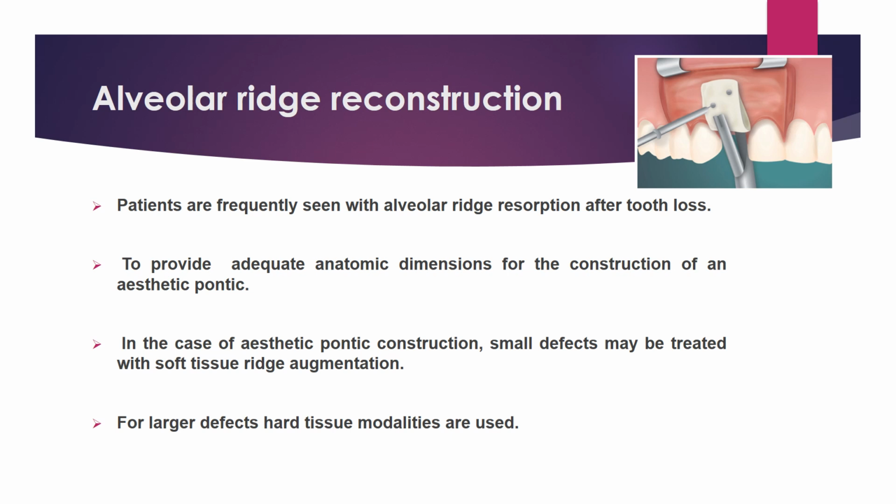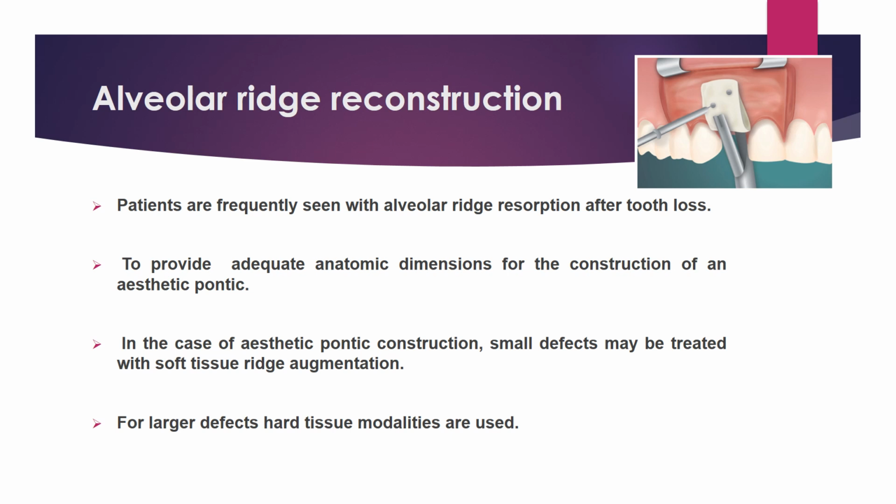Alveolar ridge reconstruction. As we said before, patients are frequently seen with alveolar ridge resorption after tooth loss. It can occur by vertical loss or can be horizontal, buccolingual, or apicocoronal. It should be reconstructed to provide adequate anatomical dimensions for the construction of an aesthetic pontic, and also for aesthetic purposes. Small defects may be treated with soft tissue ridge augmentation. For larger defects, we should go for hard tissue modalities.